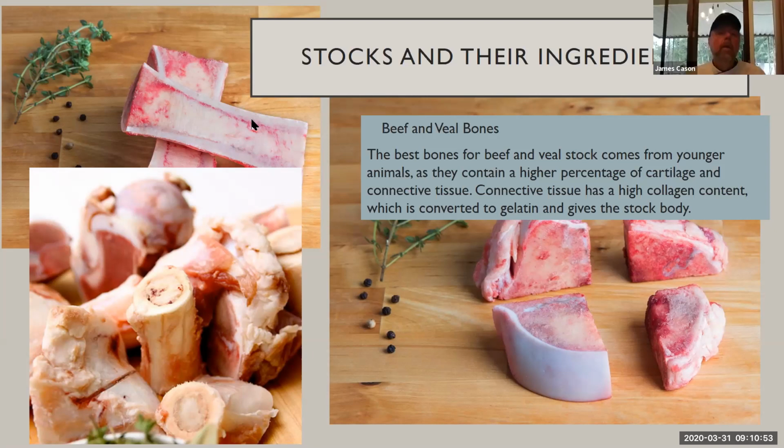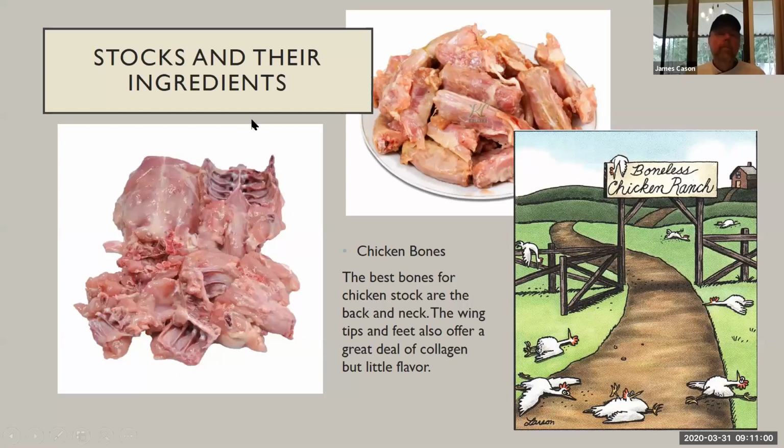So, this is one of my favorite slides. Chicken bones. The best bones for chicken stock are the back and the neck. Wingtips and feet also offer a great deal of collagen, but they don't offer a whole lot of flavor.